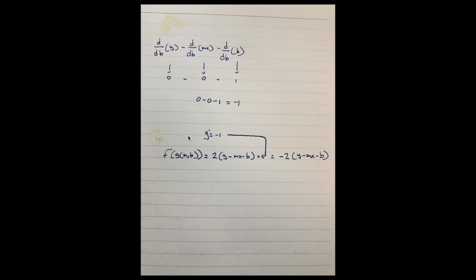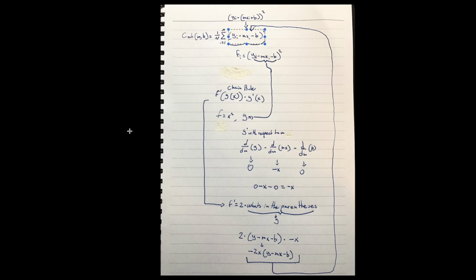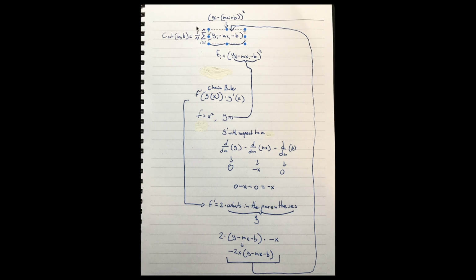And then substituting back into that chain rule, the first part stays the same, but the second part, instead of being negative x with respect to m, is now going to be negative 1. And that's how we get negative 2 times y minus mx minus b. And then we substitute that back into this part of the equation. And that's how we get both our partial derivatives.